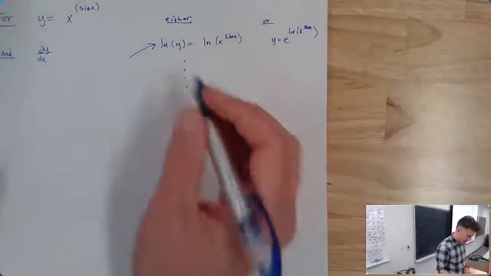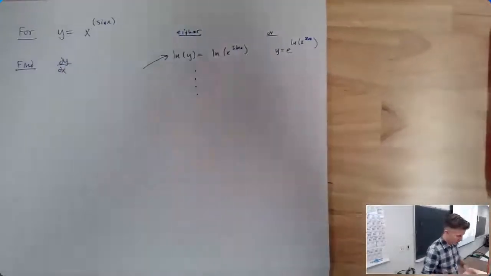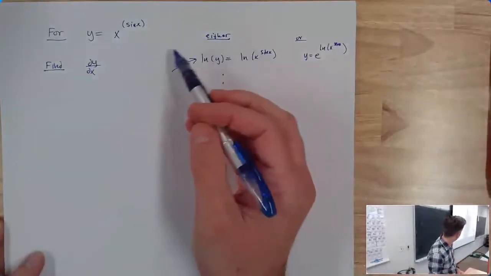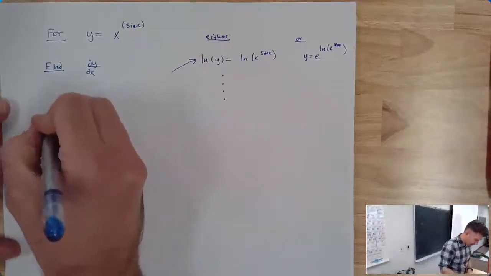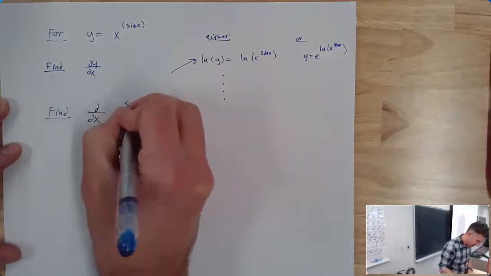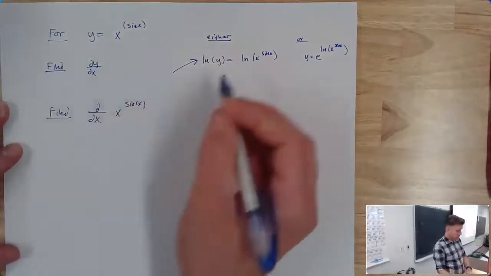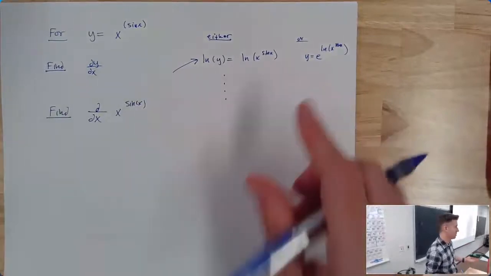So I'm going to do it this way. One thing I will say, and this is important: to be able to do it this first way, where you take the natural log of both sides, you have to write it as y equals your function. So if someone said, find the derivative of x to the sine of x, you can do it this way, but you have to write it as y equals your function and then take the natural log of both sides. Or you can do it without writing y equals, which is totally fine.